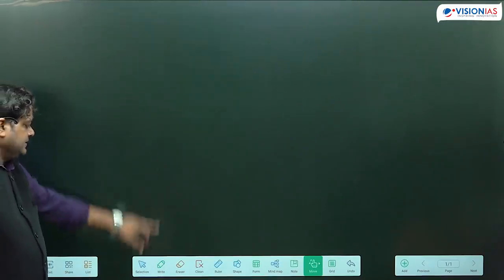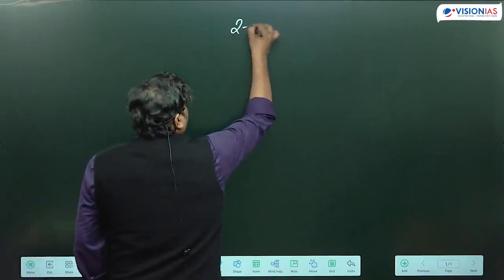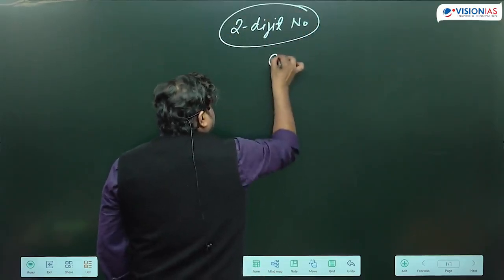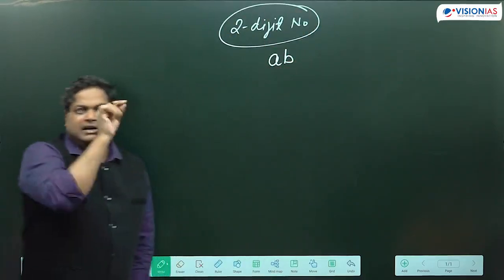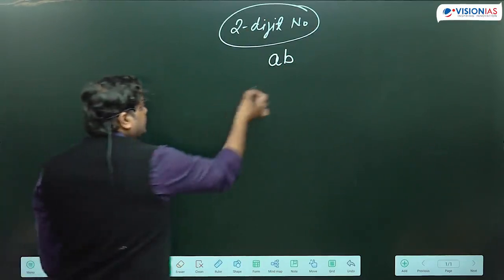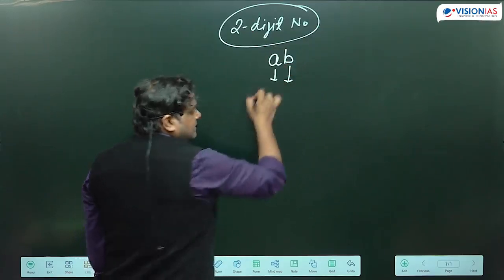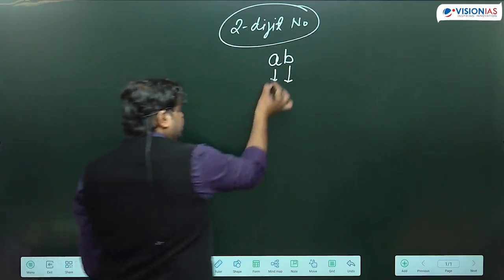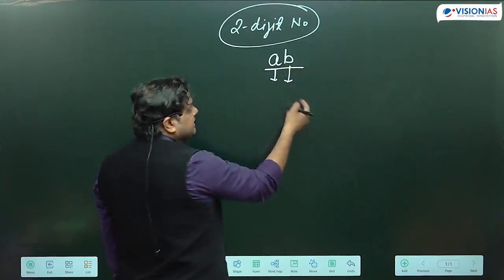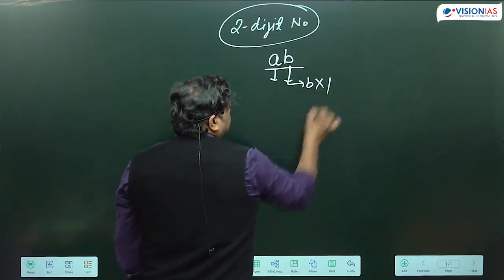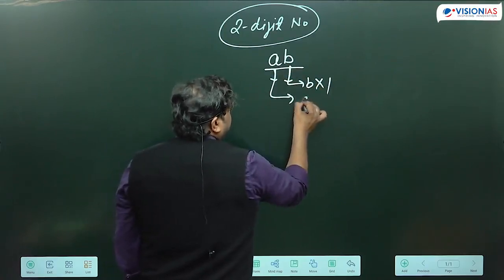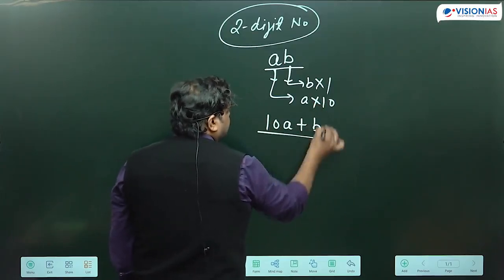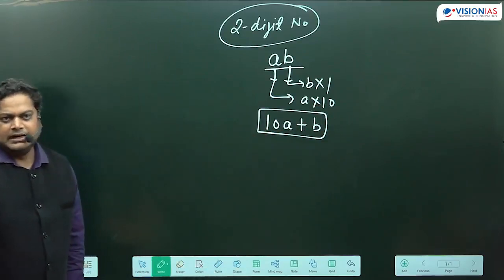So if a 2-digit number is there, उसको we can write this way or not? AB. It is not A multiplied by B. AB means A is at 10th place, B is at unit place. है ना? In terms of place value, if we try to write this number, B की place value B into 1, A की place value A into 10. So number will be 10A plus B or not? यही होगा 10A plus B.